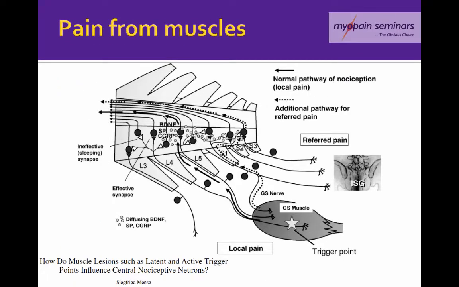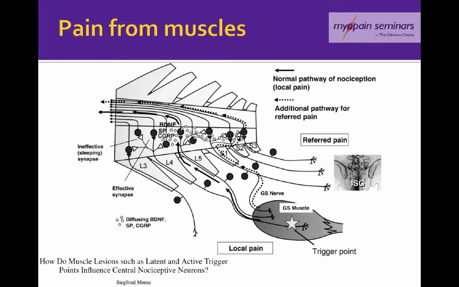The exact mechanisms why latent trigger points do not elicit spontaneous pain but can evoke referred pain are really not known. In the article How Do Muscle Lesions Such as Latent and Active Trigger Points Influence Central Nociceptive Neurons, Dr. Siegfried Mense speculates that pain referral from a latent trigger point is probably due to the fact that latent trigger points only have ineffective connections with the central nervous system, and that these synapses are located on neurons that supply regions remote from the trigger point. As you see in this cartoon from this article, there must be many different chemicals involved in the dorsal horn itself to facilitate these pathways.